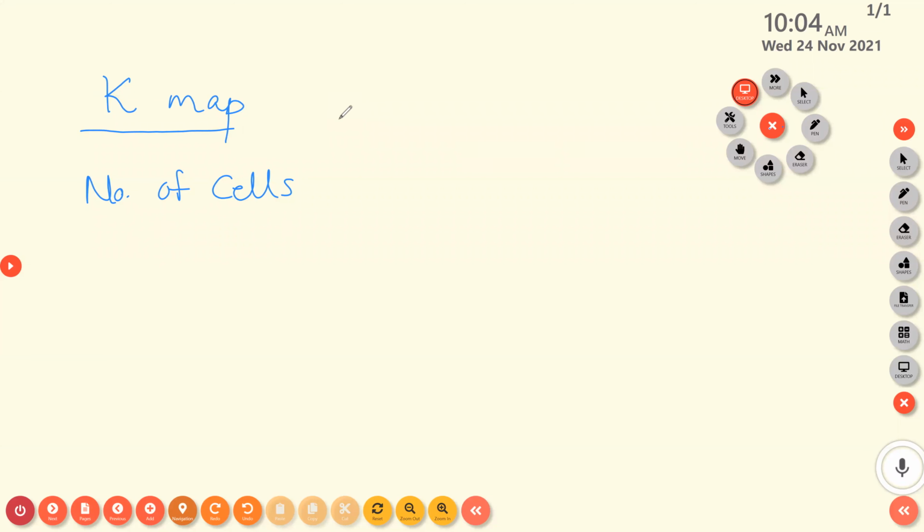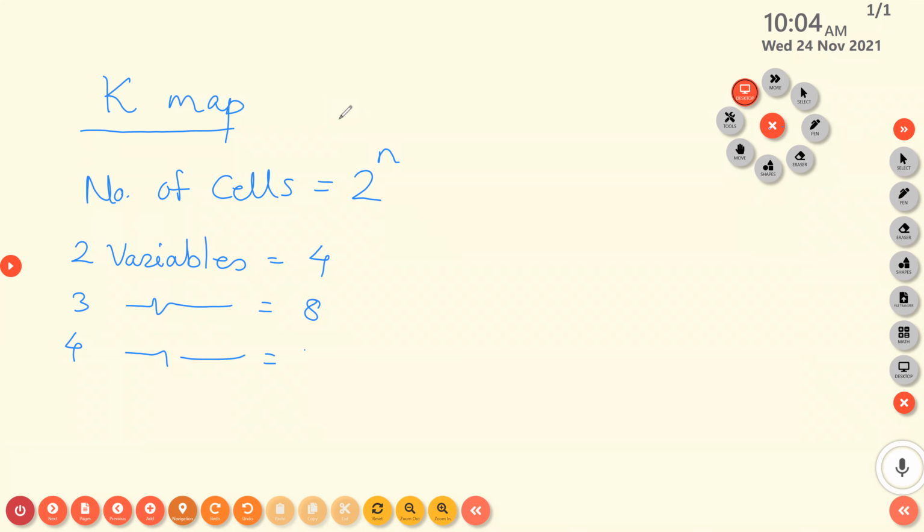So number of cells, what is the formula? 2 raised to n. For 2 variables, how many cells? 4. For 3 variables, 8. For 4 variables, 16. Now in our syllabus, we are taking 2 variable, 3 variable, 4 variable.